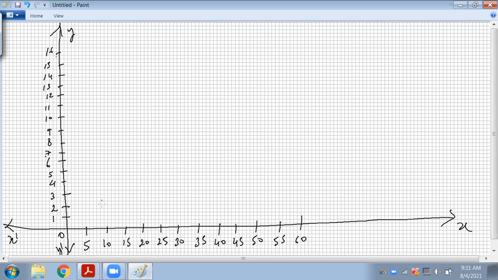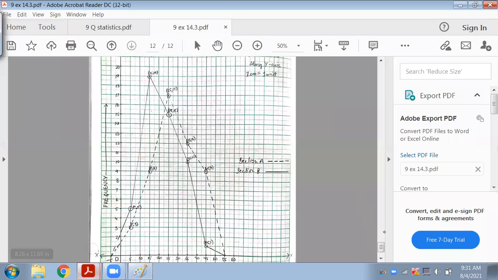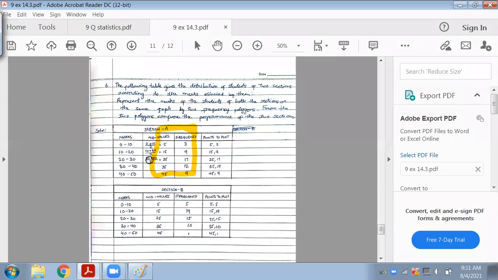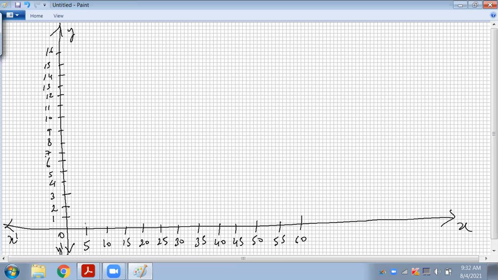Okay, let me show you 2, 3 points, then you're going to draw it. Now, first point to plot for section A is what? Let's plot for section A. 5, comma 3. Now 5, comma 3 means what? x is 5 and y is 3. x5 is here, y3 is here.